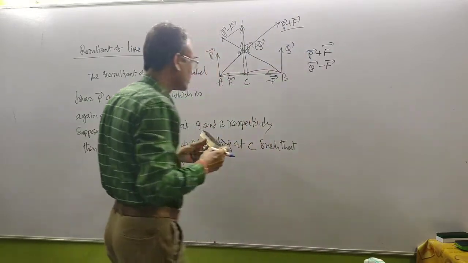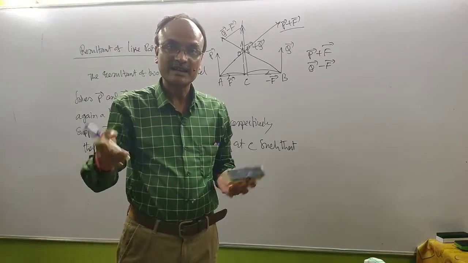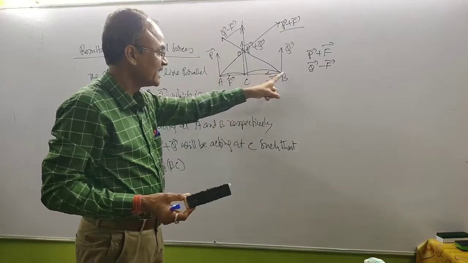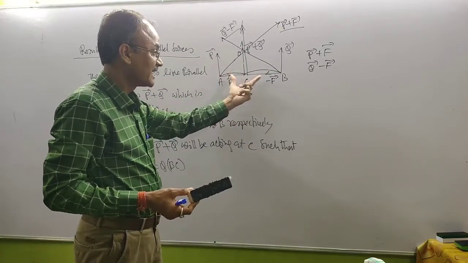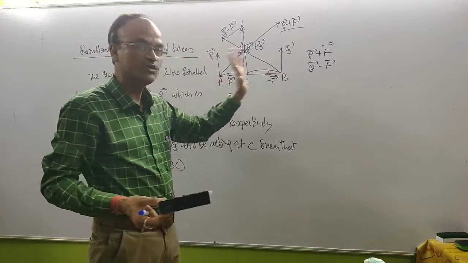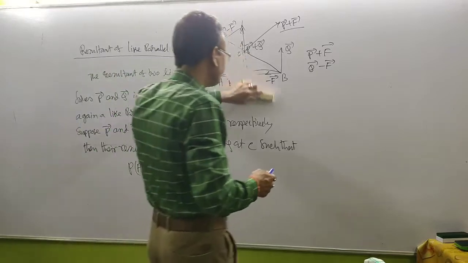In this way, we can find that the resultant of the two like parallel forces P and Q is P plus Q, and the resultant will be acting in the line AB, at the point C in such a way that P into AC equal to Q into BC. Just remember this one.